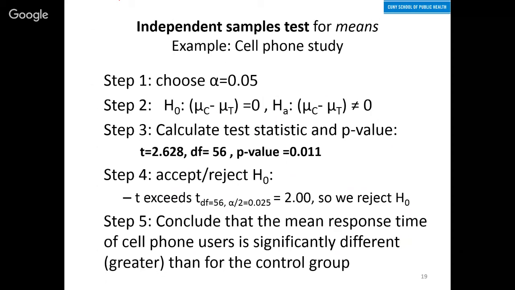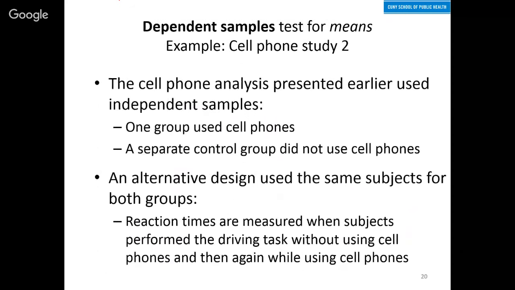And then finally, putting it in the language of the problem at hand, we conclude that the mean response time of the cell phone users group is significantly different than the control group, and it is greater. So we could take these data and conclude that cell phone usage seems to have a distracting effect on response time.